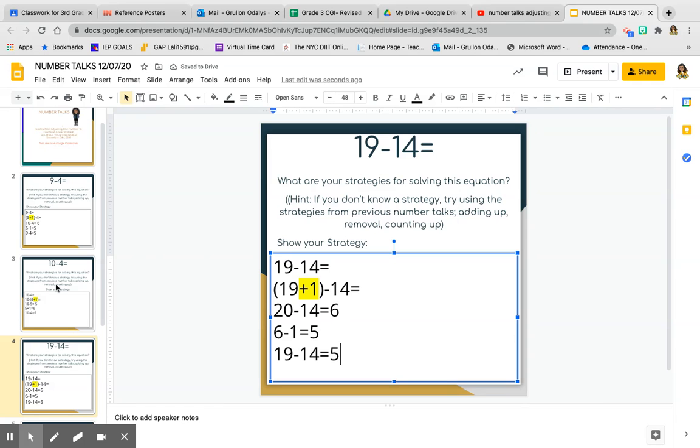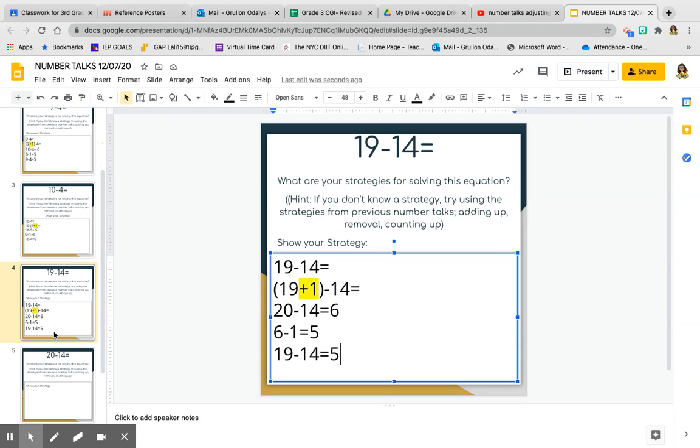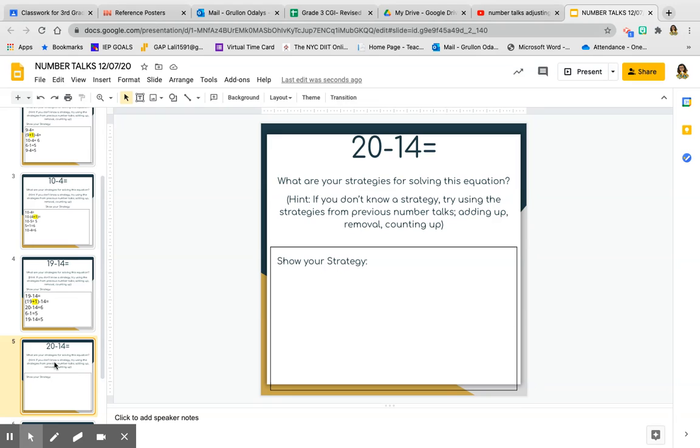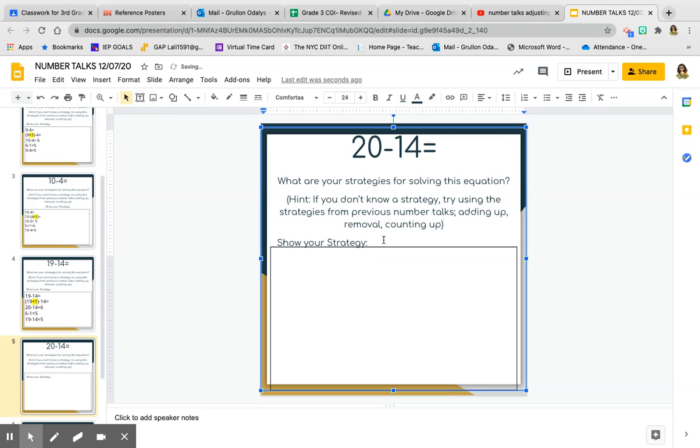All right, let's practice this new strategy of adjusting to create an easier problem one more time. And this time around, I am going to talk it out as I am answering it. But first, I want to give you guys an opportunity to answer it on your own. Here we have 20 minus 14. All right, so what I'm going to do is I'm going to make my number sentence easier to work with. So I'm going to do 20 minus 14.